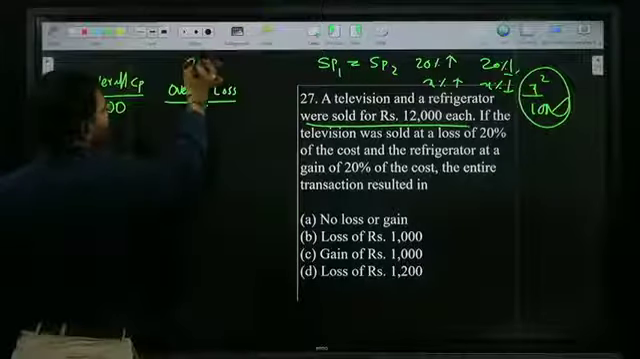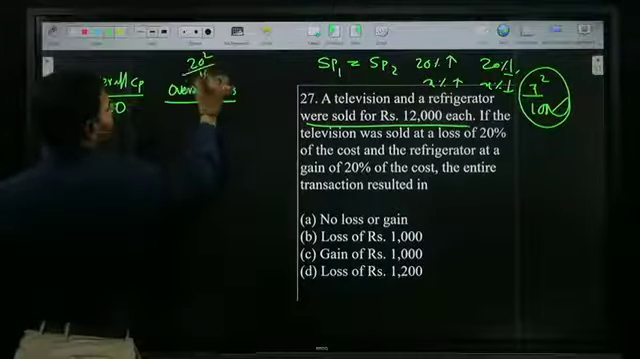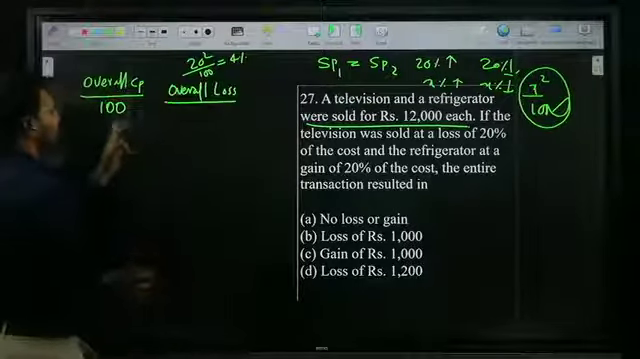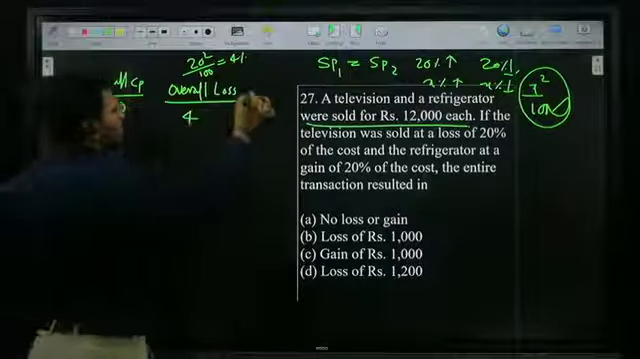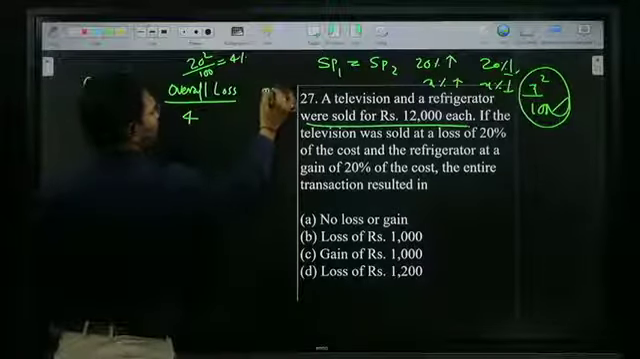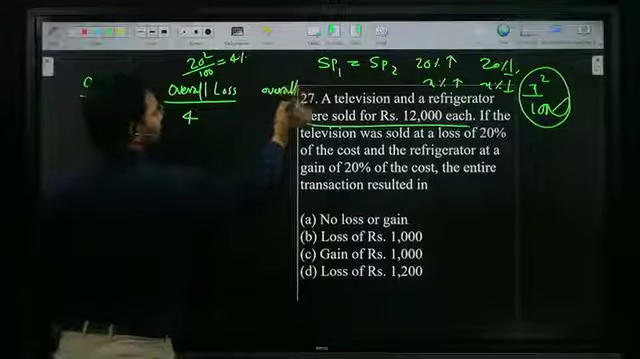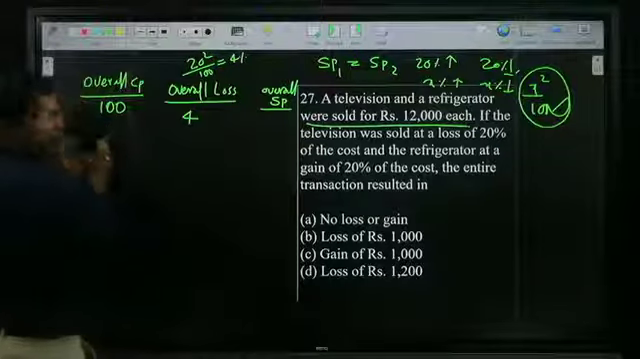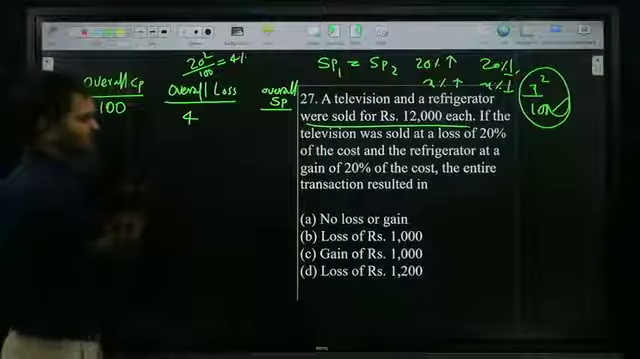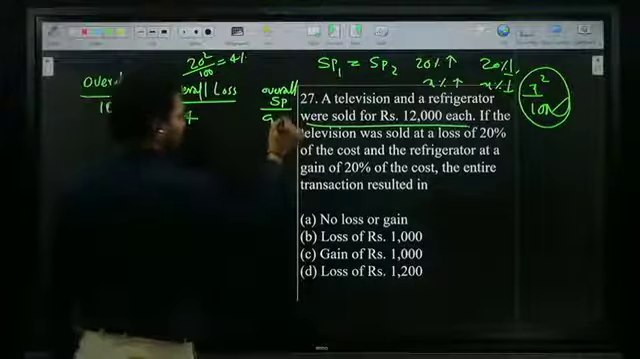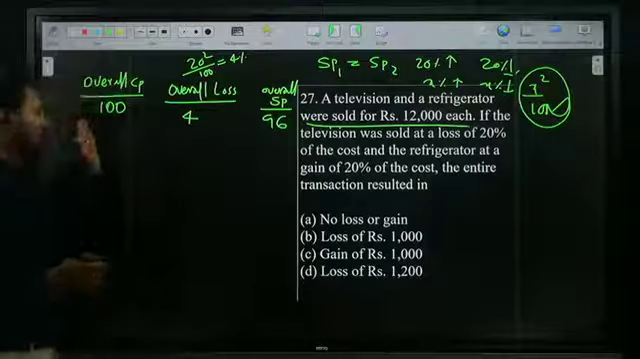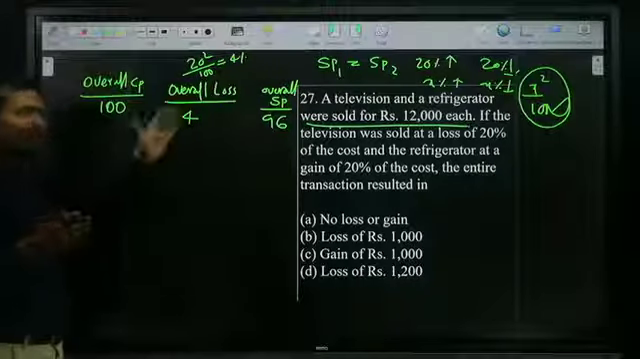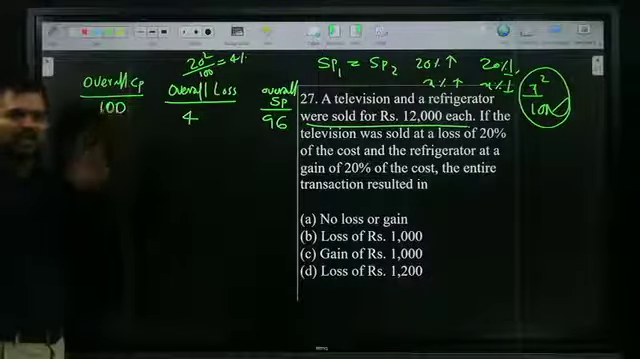How much? X square by 100, which is nothing but 20 square by 100. That is how much percentage? 4%. 4% of 100 is how much? 4. Now the overall selling price. Overall CP is 100 and overall loss is 4. Therefore, overall SP is 96. If you assume overall CP is 100, overall SP is 96 because the overall loss is 4.